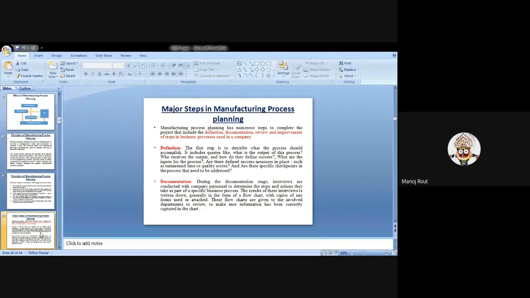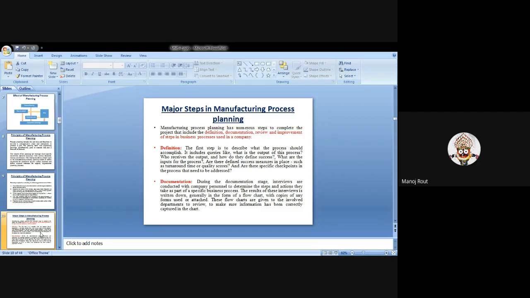In the case of an integrated organization, or you can say large scale industries, there are more checkpoints that should be assigned by the production department, where they can easily measure the success as well as the failure of that particular process. The next is documentation.